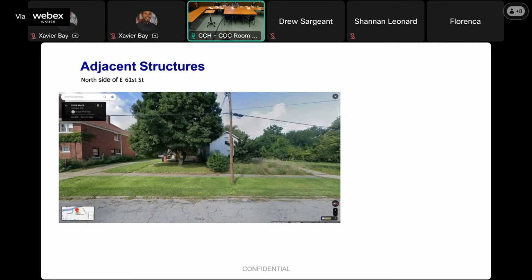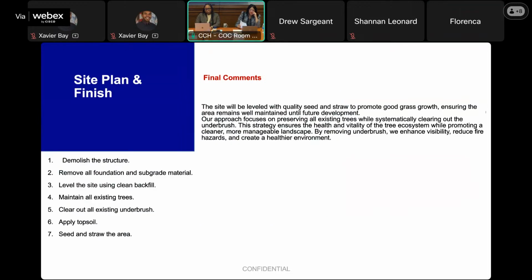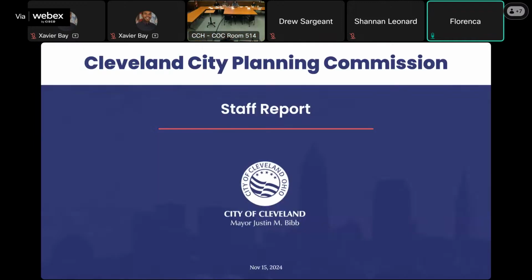Can you address, Southeast, did have a condition about the trees? Were you okay with that? Can you talk a little bit about cleaning out the underbrush? Absolutely. We will maintain all existing trees and clear out all the existing underbrush. We're okay with that. Okay. Will you also be removing the apron? We will, yes, absolutely.